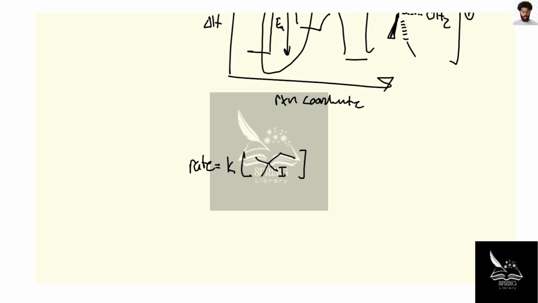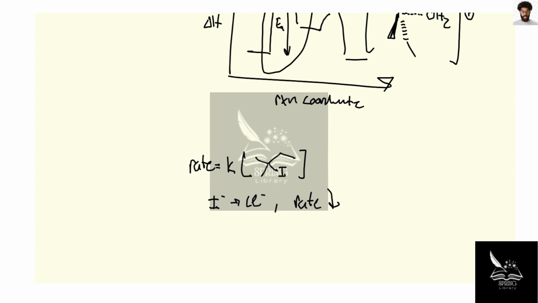Okay. So what happens if the leaving group is changed from iodine to chlorine? Well, chlorine is a worse leaving group than iodine, and the rate depends on the strength of the leaving group, right? That's what this is here. So if iodine goes to chlorine, then the rate will go down.